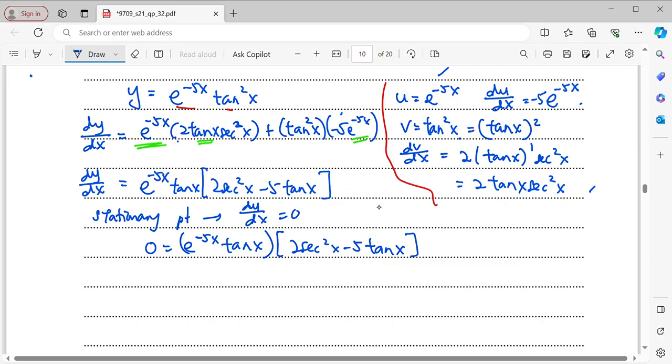Now we know that the exponential cannot be 0. Just for information, when you have a multiplication of a few terms equal to 0, it means any one of the terms might be 0. So the exponential cannot be 0, but the tangent x might be 0, or 2 secant square x minus 5 tangent x might be 0. When tangent x equals 0, let's look at the tangent graph.